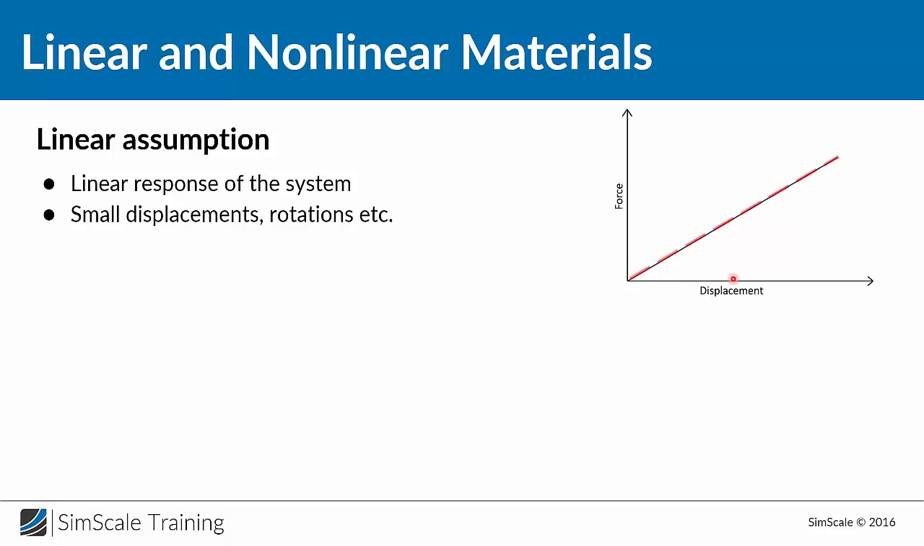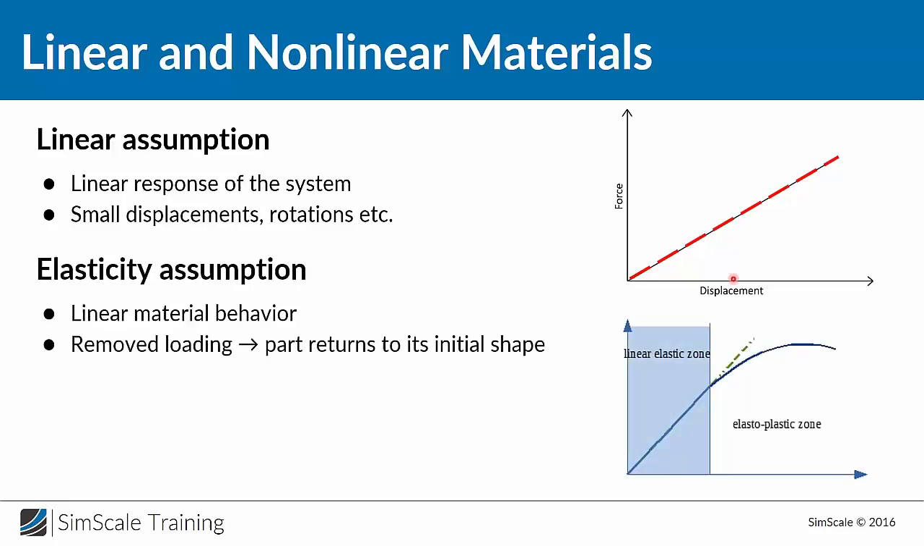So let's again take a look at this linear assumption. The linear assumption also means that we have a linear response of the system. What it also means is that if I have double the displacement, I need double the force to get it. And elasticity, which often comes with linear material behavior, means that if you remove the loading, the part returns to its initial shape.